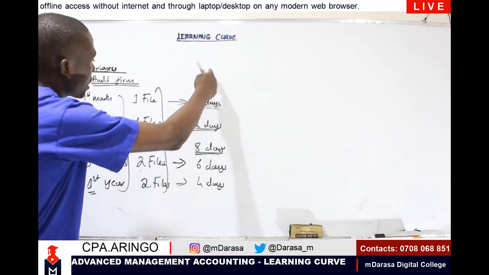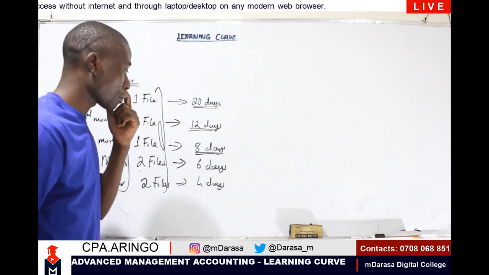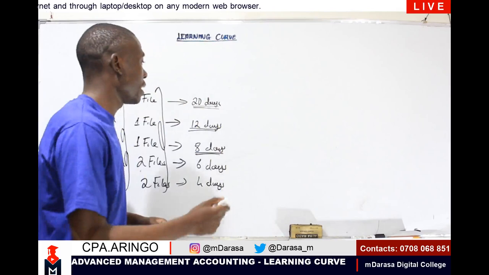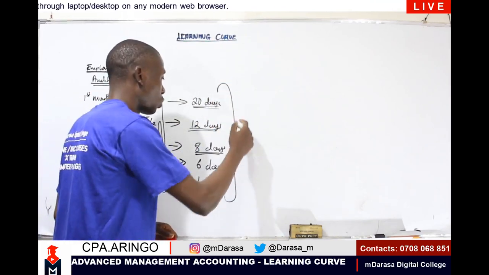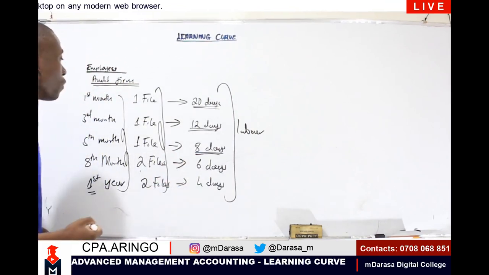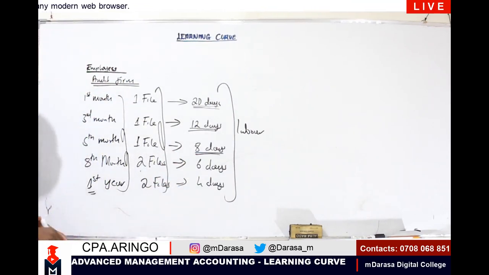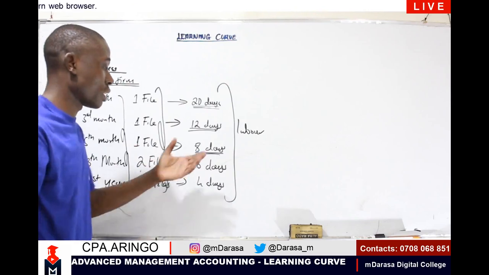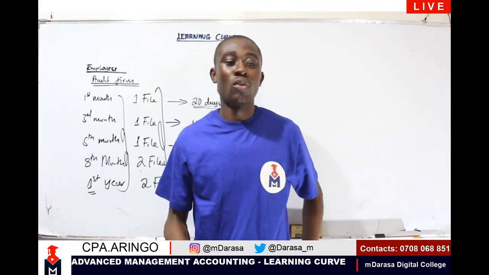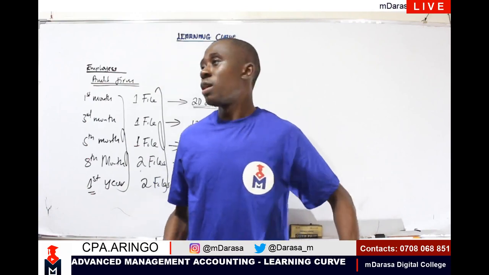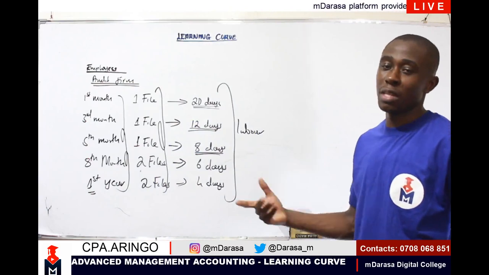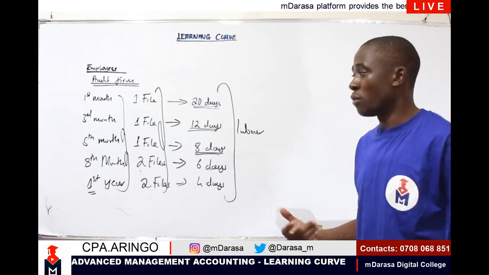So ideally, you'll find that in all this, the factor that is going to be affected when it comes to cost is what? Labor cost. Because I'm involving the human resource, and for human resource, the compensation, we normally talk of the labor cost. So ideally, this is the concept behind the learning curve, and we've given that definition.